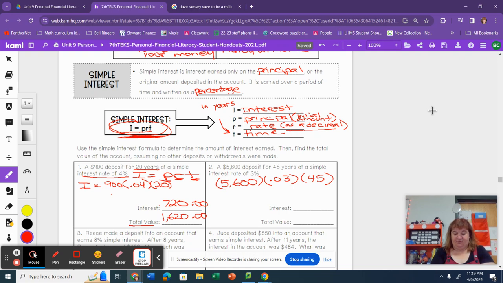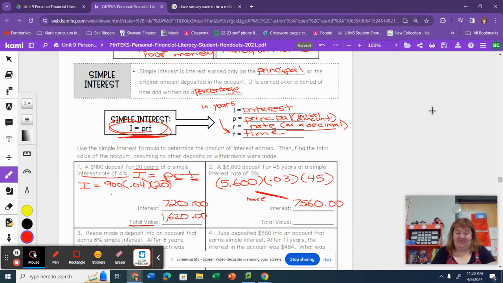5,600 times 0.03 times 45 equals, so in interest, you will have earned more money in interest than you even invested, 7,560. So you earn more than you even invested.